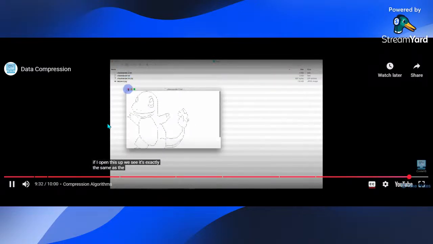That's because it tried to use the wrong decompression algorithm. If we change this back to .zip, yes. Now we try to decompress it. It will successfully decompress, and what we get back is a decompressed version. If I open this up, we see it's exactly the same as the original.